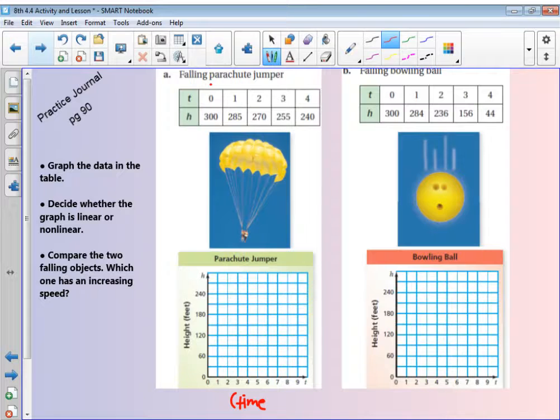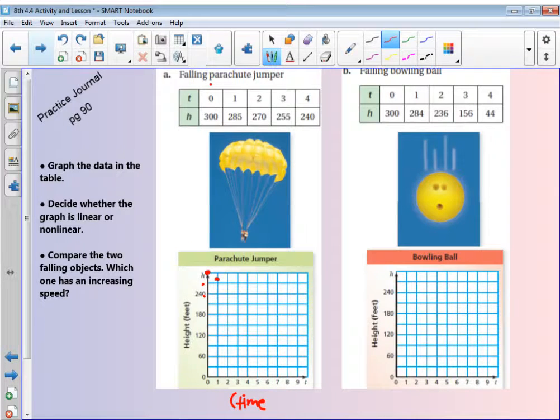So over to 0 up to 300, we're going to go ahead and mark these off. It looks like every box is representing 30 on this parachute jumper. So this would be 270 here. So then 300 would be right here. Okay, our next one is over to 1 up to 285. So this one's 240 right here. And then that would be 270. So 285 is going to fall kind of in the middle of that box.